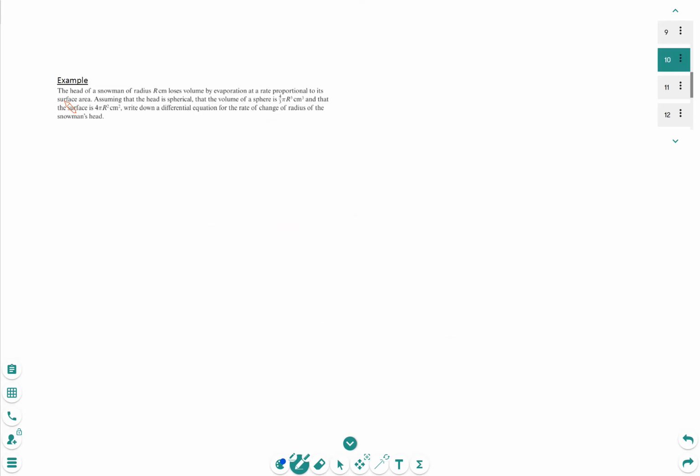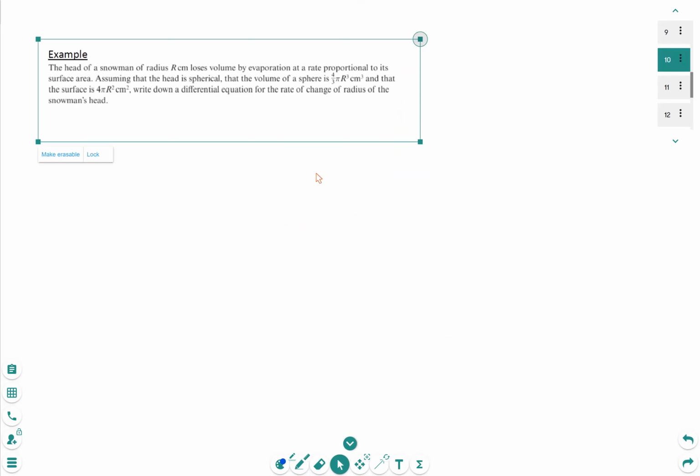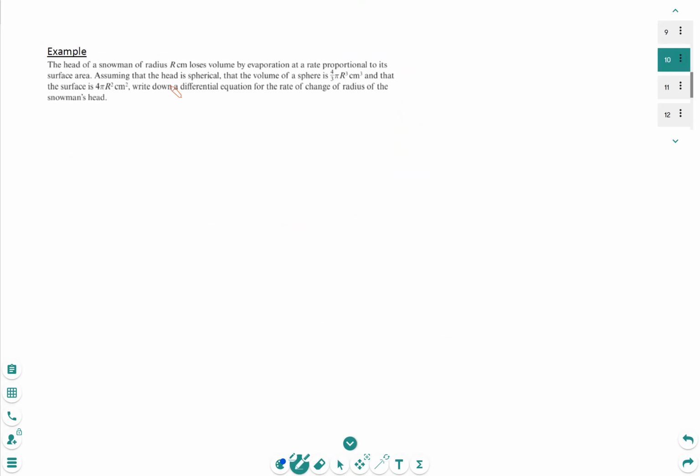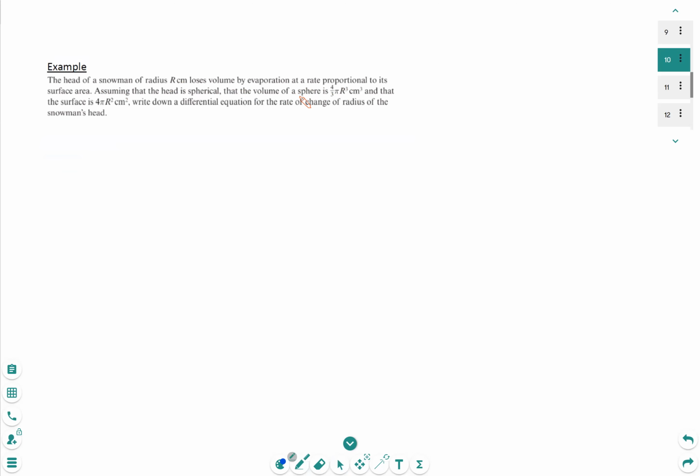Right, next one. Let me make it a bit bigger. The head of a snowman, unfortunately opposite to what I'm going to say, is actually going to decrease. I'm going to make it smaller. The head of a snowman is getting smaller, of radius r, loses volume by evaporation at a rate, remember the word rate. Rate means d something by d something, so I put a question mark there. Proportional to its surface area.